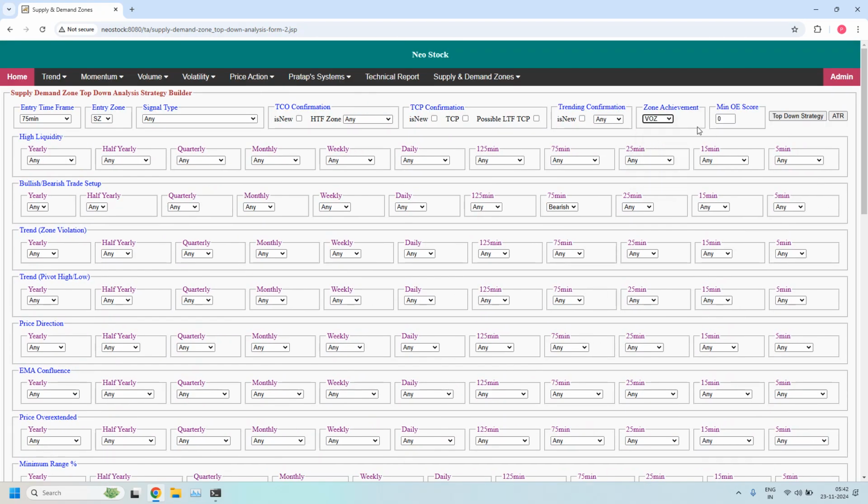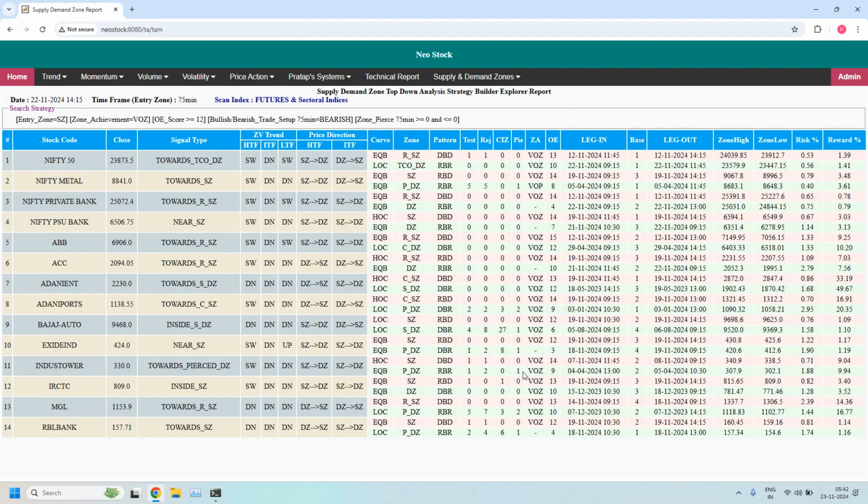Zone achievement violated opposing zone. Minimum odd enhancer score 12. All the 3 filters are applied to 75 minute supply zone. With these filters, we got 14 stocks. Currently, these 14 stocks are supporting bearish trade setup for weekly income trade, and entry zones are 75 minute supply zones.